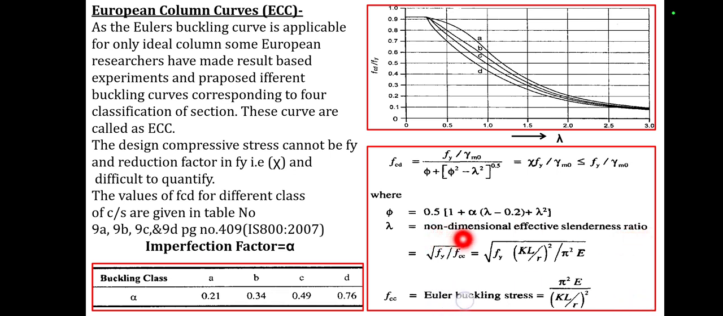is equal to the root of Fy upon FCC, and it is equal to the square root of Fy into (KL upon r) square upon pi square, and FCC is the Euler's buckling stress, and it is calculated by the formula pi square E upon (KL upon r) square. Hence this value of FCC is substituted in the above formula and the value is modified.